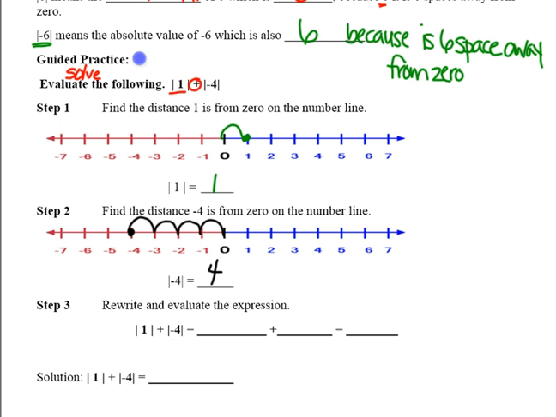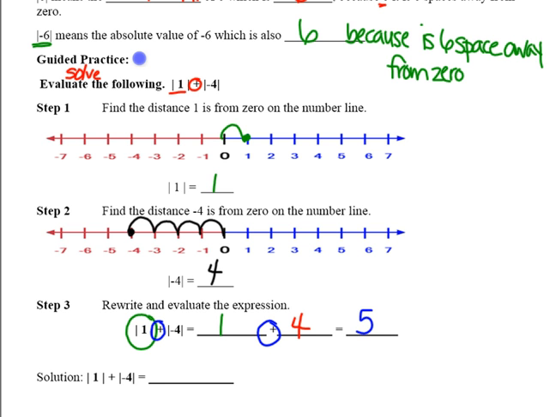Finally, in step 3, we're going to read, write, and evaluate, there's that word again, solve the expression. This time we're going to fill in the absolute values for our problem. So we know the absolute value of 1, as we found out earlier, is 1. The absolute value of -4 is 4. We kept our operation symbol the same. It was plus here, so we're going to have plus there. So we are really doing simple addition, finding the sum of 1 plus 4, which equals 5.